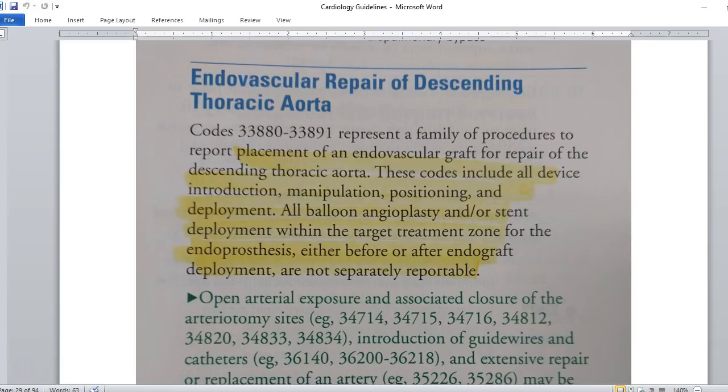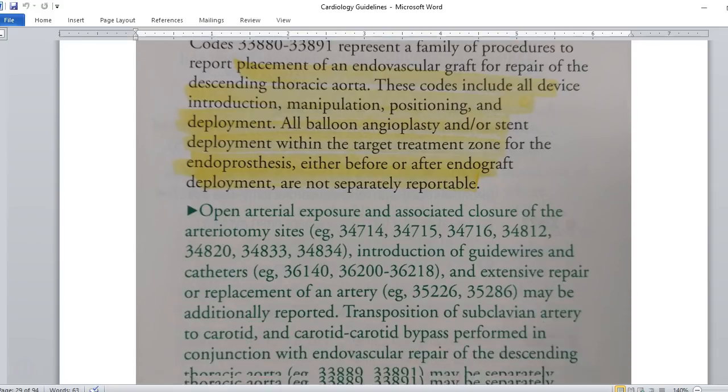So these codes represent a family of procedures to report a placement of an endovascular graft for repair of the descending thoracic aorta. These codes include all device introduction, manipulation, positioning, and deployment. All balloon angioplasty and/or stent deployment within the target zone for the endoprosthesis, either before or after the endograft deployment, are not separately reportable. So again, these are for conditions where we're repairing the thoracic aorta. Perhaps there was an aneurysm, so we have to repair the inside so that the thoracic aorta does not continue to bulge. Again, we can do these in a variety of different ways.